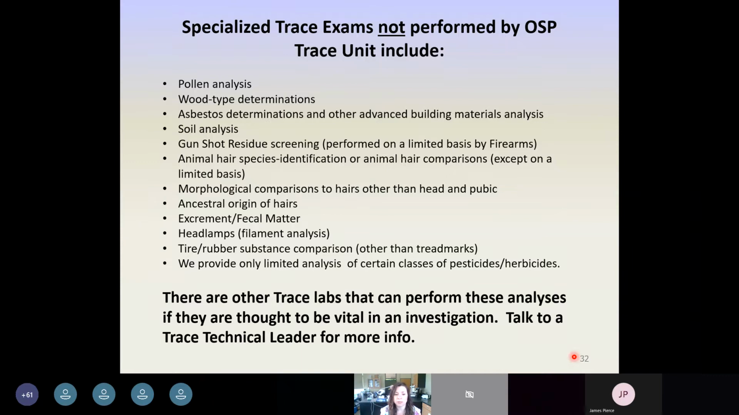One thing that I will note that we get a request for a lot are tire or rubber substance comparisons. And we cannot, unfortunately, do any sort of analysis with rubber at this time. However, that does exclude any sort of tread marks, which would still go to impressions. And we do limited work with pesticides and herbicides. Again, we have some standards in the laboratory. We've done some analysis with it, but again, we can't screen for everything. It's always better if you have that target compound like Chris mentioned.